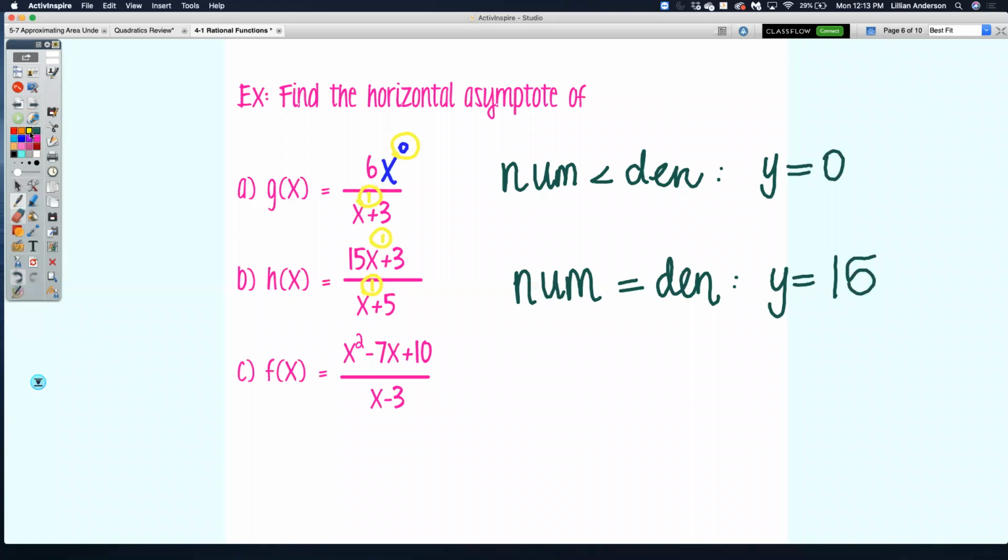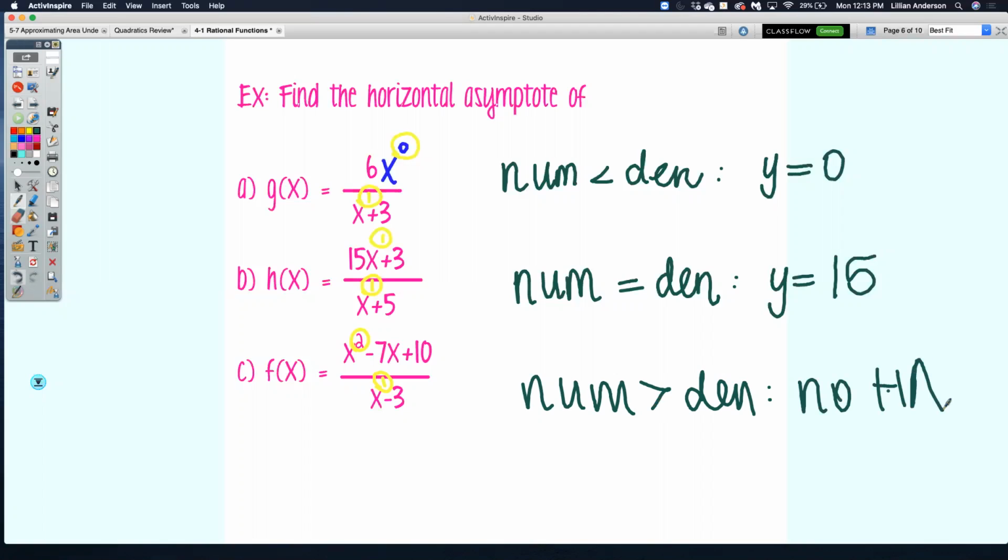When I look at C, x squared minus 7x plus 10 over x minus 3, Simon, what's the degree of my numerator? 2. And then Jada, what's the degree of my denominator? 1. So in this case, the numerator is greater than the denominator. When it's greater, do we have a horizontal asymptote? No. So there's no horizontal asymptote, but there is a slant one.